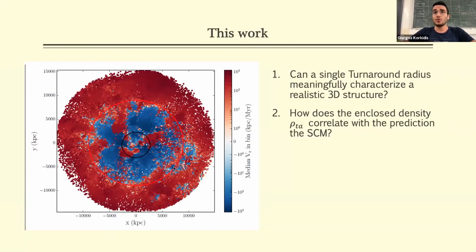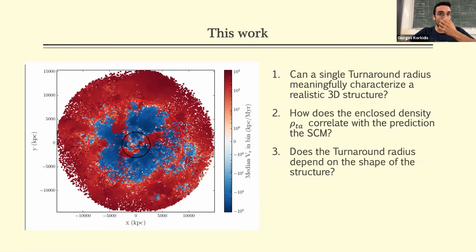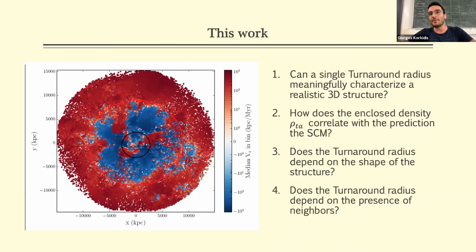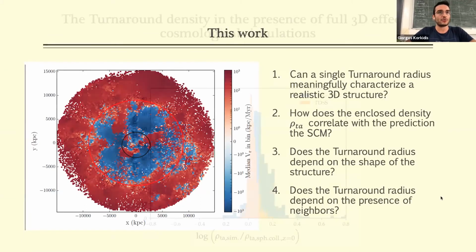So we want to compare the turnaround density for these simulated structures with the prediction of the spherical collapse model. And I should say from now that they do agree. So we would also like to see whether observed deviations correlate with the shape of the structure, or if they correlate with the presence of massive neighbors outside the turnaround radius of halos. I don't know if I will have time, unfortunately, to talk about the third point, but let's see how that goes.